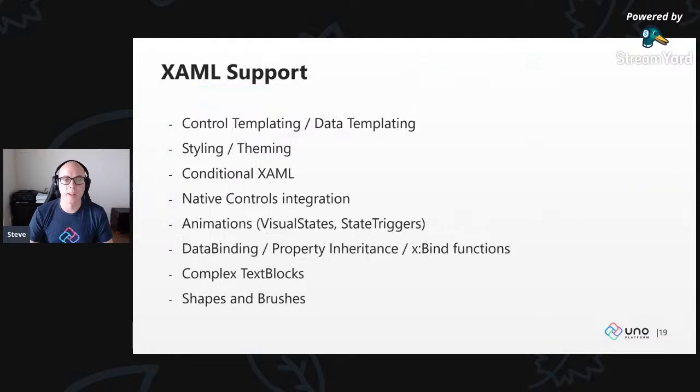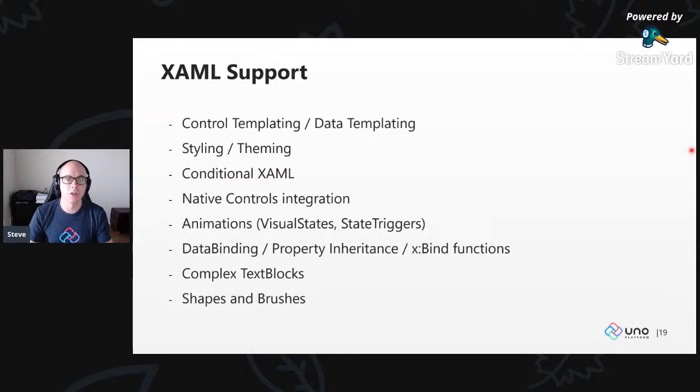And so some of the things that you get out of the box with Uno, like I mentioned before, is control templating. Like we saw in the Uno gallery, you have these lookless controls that you can style however you want, natively or the same across all platforms. And in that same vein, you get that styling and that theming engine from WinUI.